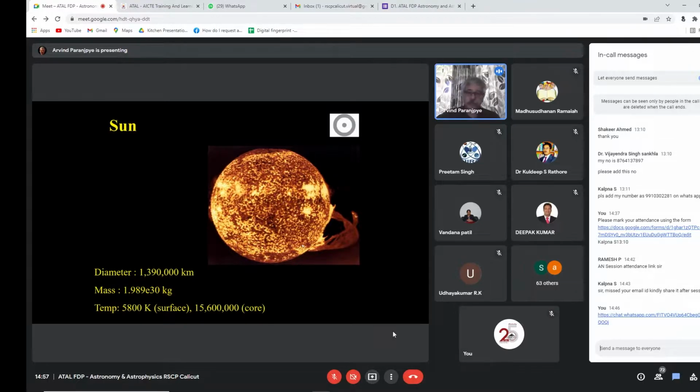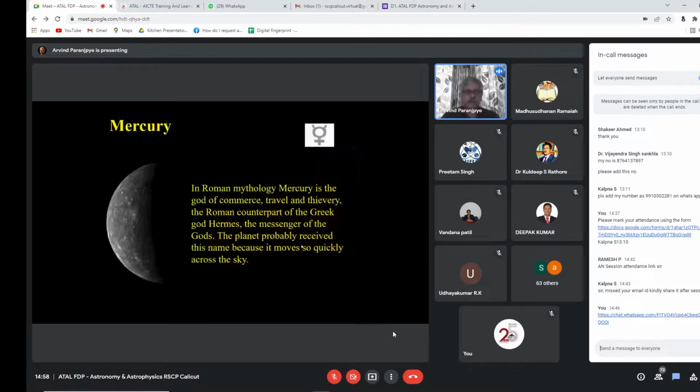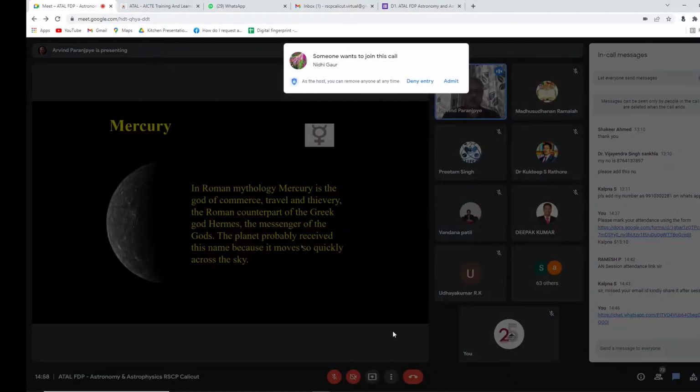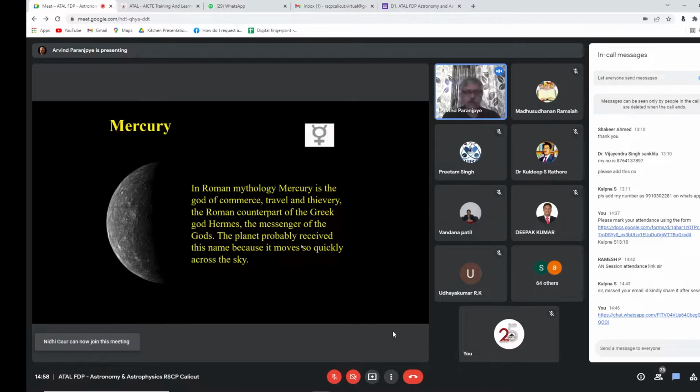So the student can be told about this. But after the sun, let us go to Mercury. We will not dwell too much time, but let us talk about it. Mercury, Venus, Mars, Jupiter, and Saturn are the objects which have been known to humanity from prehistoric time. We call them Graha, whereas Greeks call them planets.